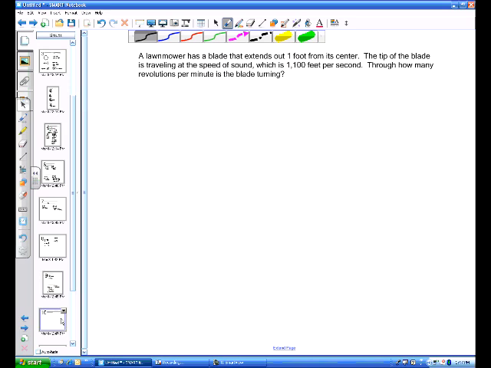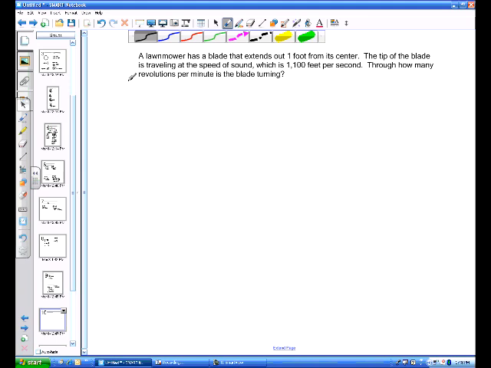Look at this one. A lawnmower has a blade that extends 1 foot from its center. So that would be its radius, 1 foot or 12 inches. The tip of the blade is traveling at the speed of sound, which is 1,100 feet per second. Through how many revolutions per minute is the blade turning? Oh, so this one's kind of going backwards. We're trying to find our RPMs.